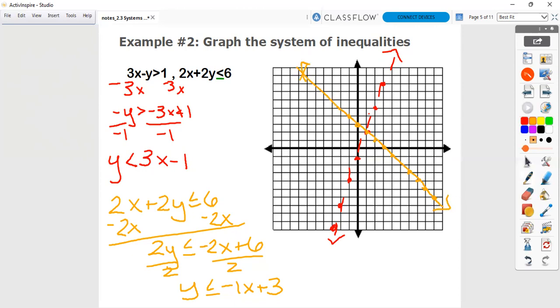And now let's determine where the shading should be for this system of inequalities. So the first inequality says y is less than, which means it's going to be all on the right side of that red line. And the second inequality also says y is less than or equal to, which means it's going to be below the orange line. So we need below the red line and below the orange line, which would be this triangle-shaped region here in the middle.